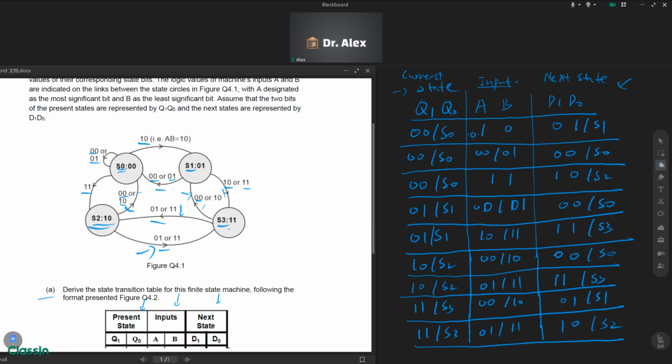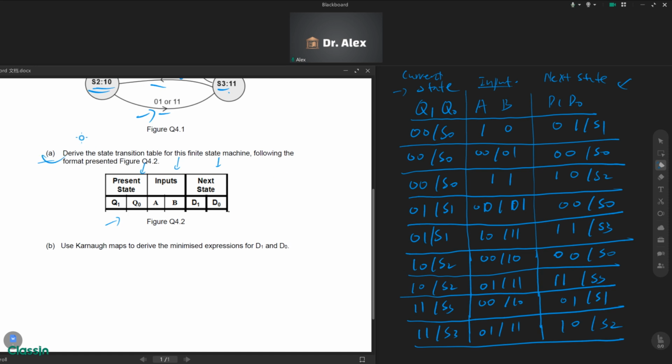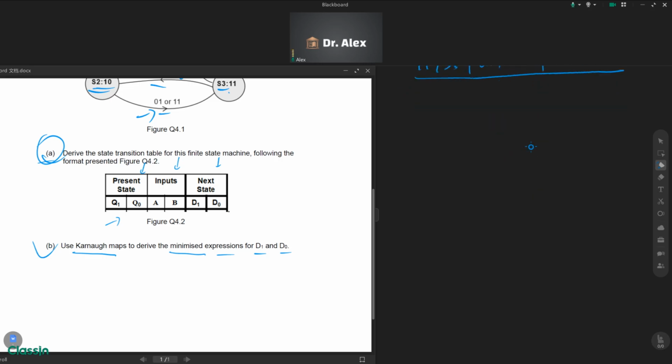Okay, so I think we finished the first question. And the second question is asking us to use a K-map to get the minimized expression for D1 and D0. This will be quite straightforward because from the previous question, we get the expressions for D1 and D0. They can be decided by Q1, Q0, and A, B. So we will write the solution for part B like this.